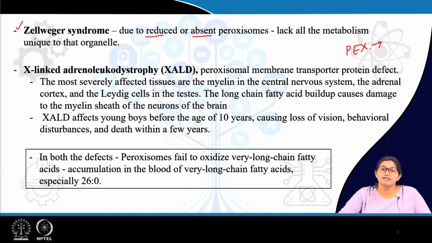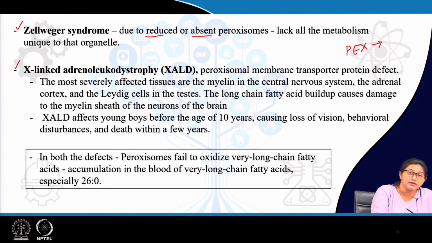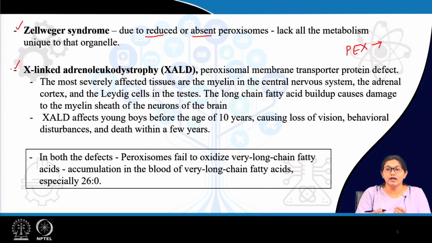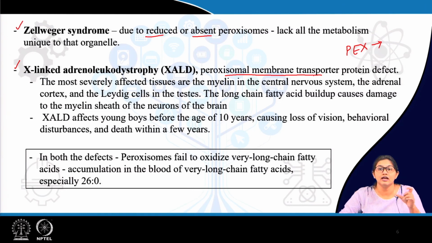Then there is another disease, adrenoleukodystrophy. Sometimes we call it X-linked adrenoleukodystrophy because the defect or the mutation is related to the X chromosome. Now, the defect lies in a peroxisomal membrane transporter. Those membrane transporter proteins located in the peroxisome mostly carry the branched or long chain fatty acids.